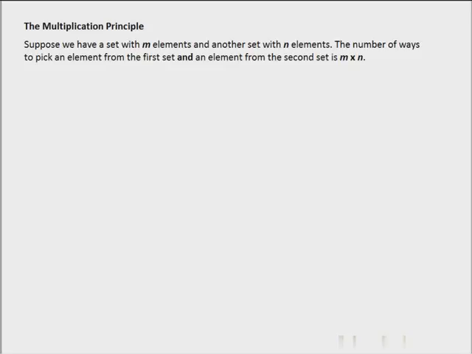What we have just shown is an example of the multiplication principle, which states that if I have a set with m elements and another set with n elements, then the number of ways to pick an element from the first set and follow that up with an element from the second set is m times n. The important thing to note here is that an element from the first set is being picked and an element from the second set is being picked.